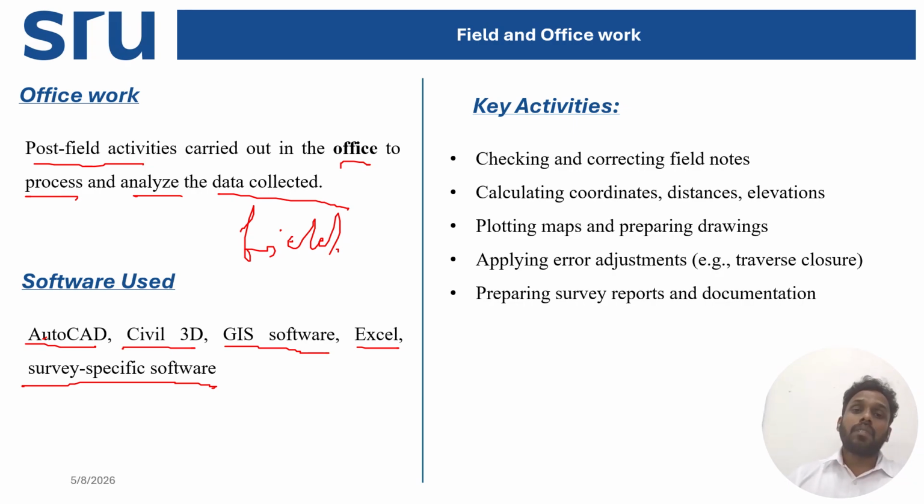So the key activity we are going to perform in this is checking and correcting the field note. So you have to check. For example, if you are doing leveling, you have to check your backsight and foresight, whether it is properly done.